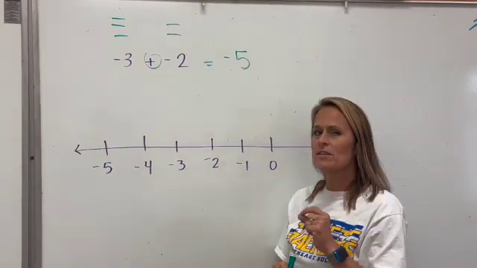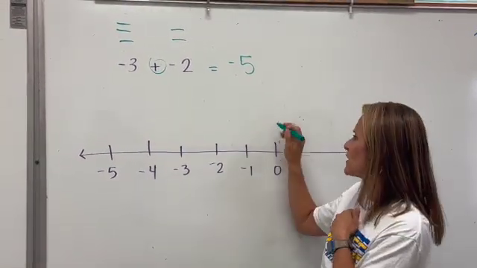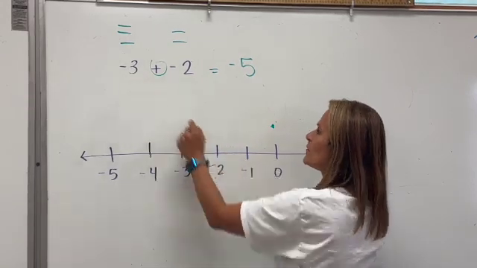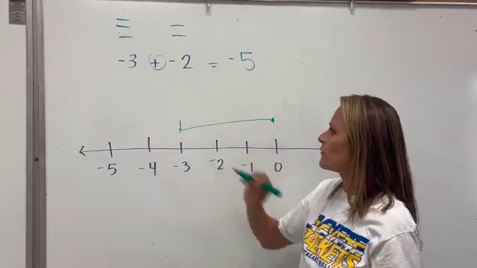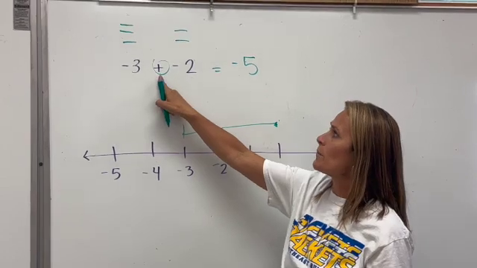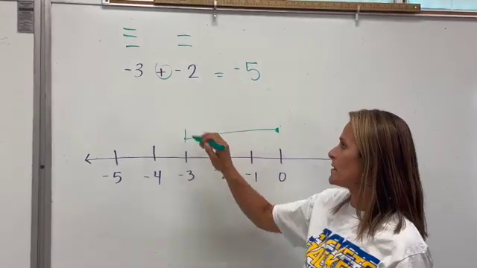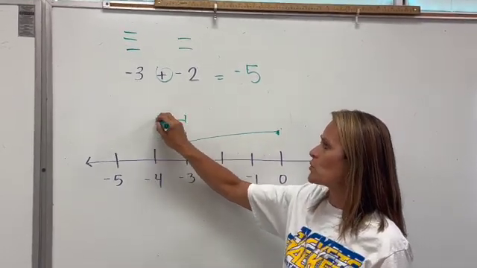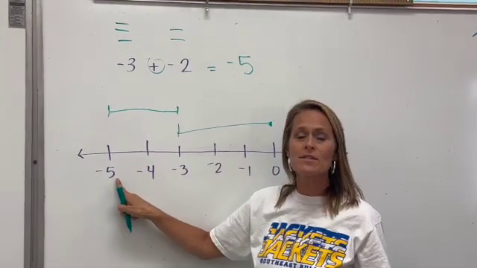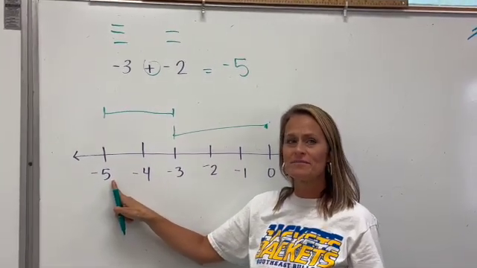On the number line, that looks just a little bit different, but we're still going to start at 0. We're going to move to -3 on our first line. It says we're going to move towards our negative 2 spaces. So if I'm here and I move towards my -2 spaces, I'm still going to land at -5.